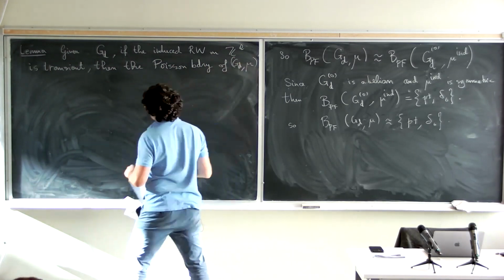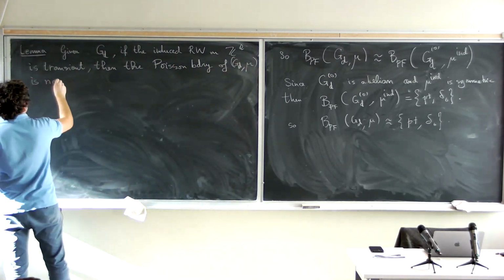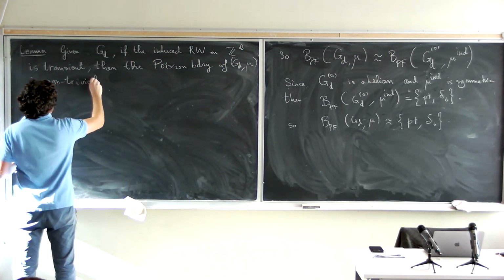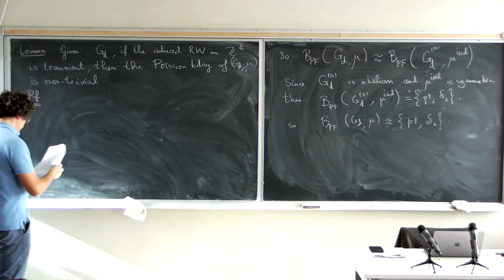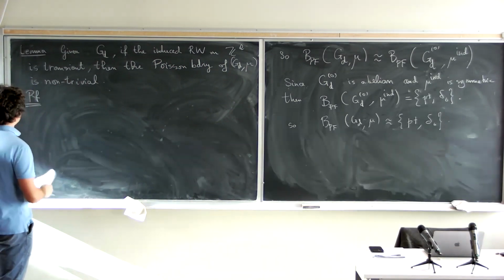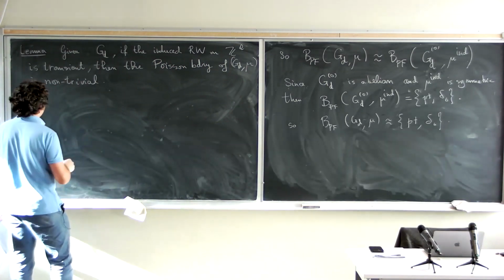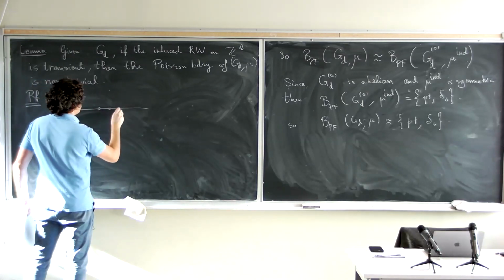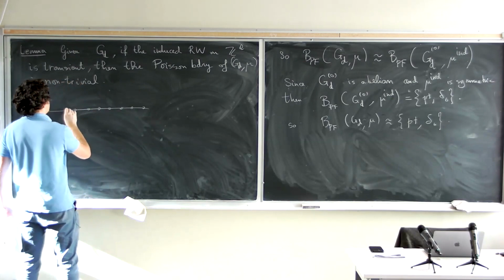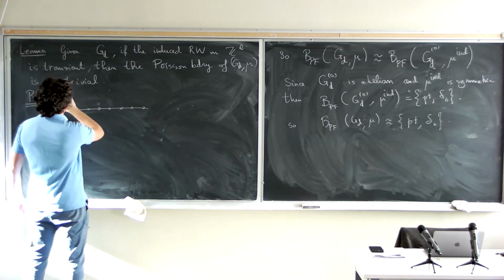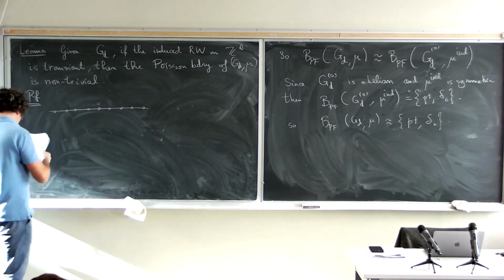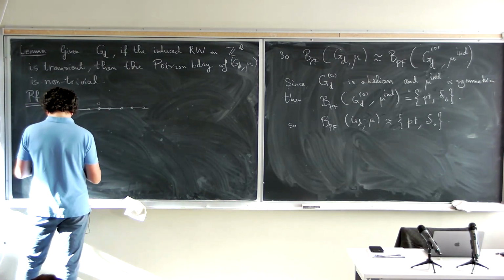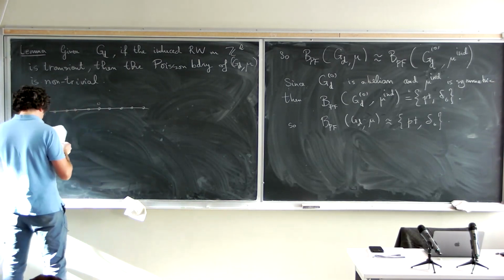This particular measure is non-trivial. And what's the proof of this? Well, it's kind of the opposite. So what does it mean that the walk is transient? It means that there is a positive probability that you're escaping from zero, right? So there's two things you can say.